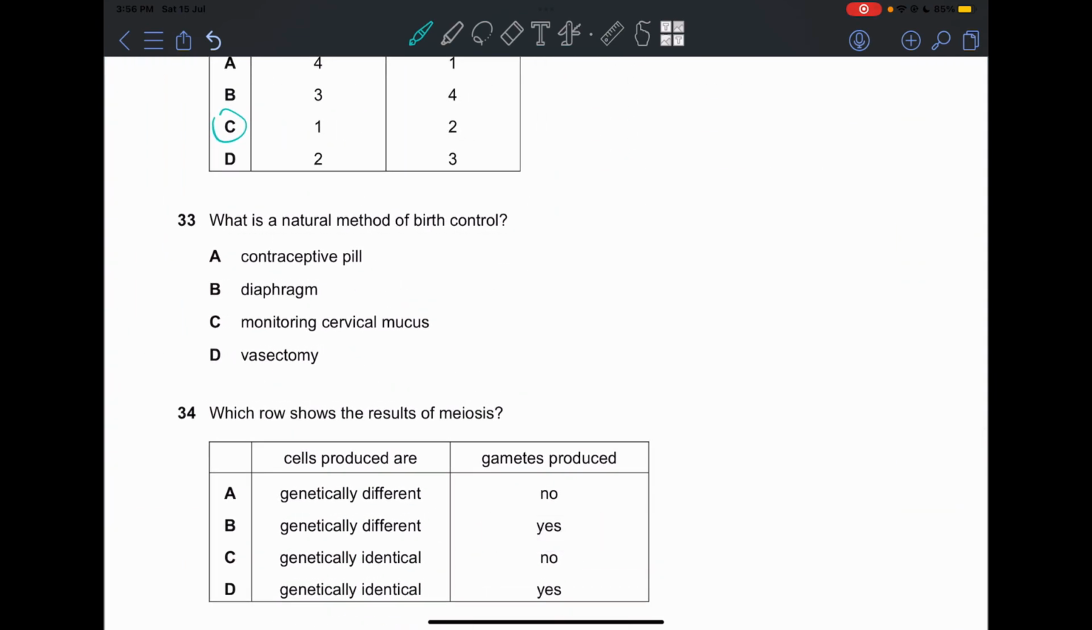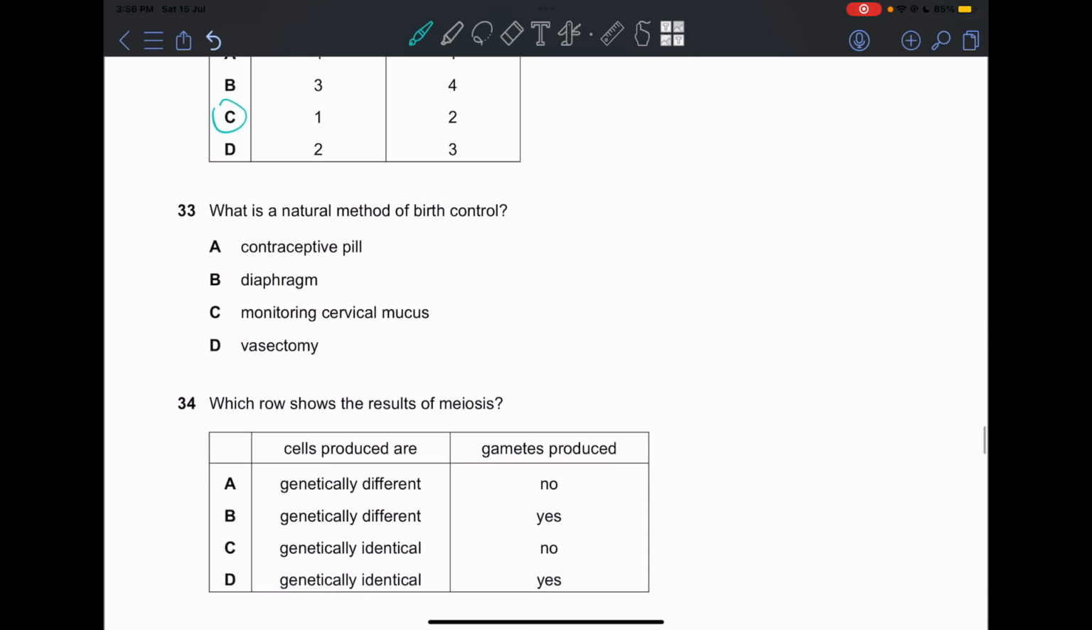33. What is a natural method of birth control? It's going to be C, monitoring cervical mucus. Mucus is always secreted during the ovulation period of a menstrual cycle. This is when the woman is most fertile. So preventing sexual intercourse during this time will help act as a birth control or prevent pregnancy.